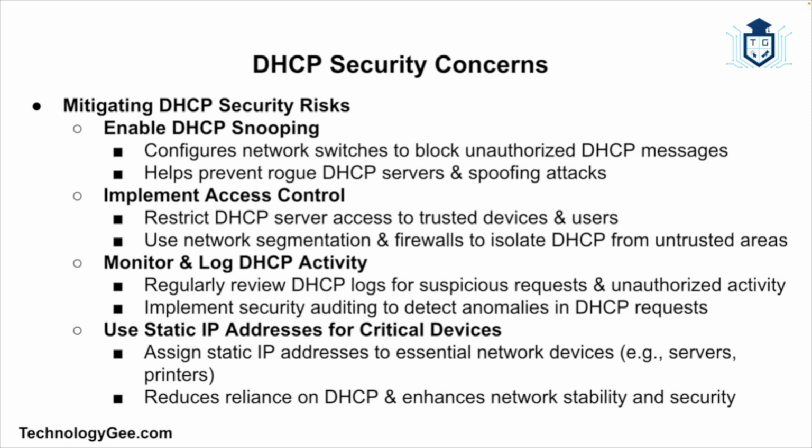And you want to use network segmentation and firewalls to isolate the DHCP server from untrusted segments. Then you want to monitor and log DHCP activity. So regularly monitor DHCP activity and review logs for suspicious behavior, and implement auditing to track and analyze DHCP requests and responses.